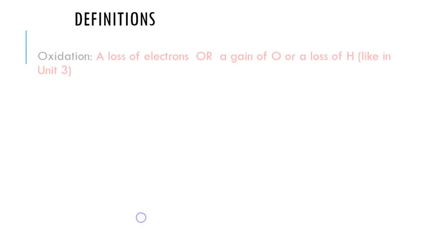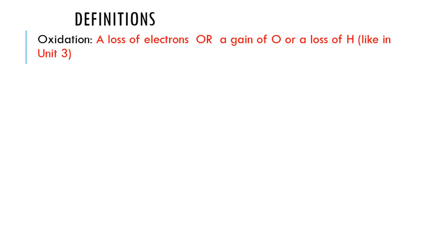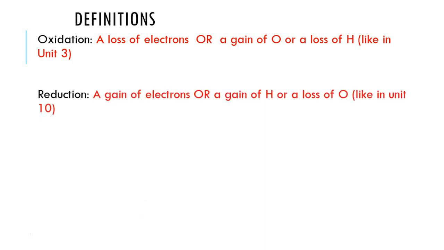So some definitions. Oxidation refers to a loss of electrons or a gain of oxygen or a loss of hydrogen. And we saw that in Unit 3 when we talked about the oxidation of alcohols. Reduction is the exact opposite of oxidation, so it is a gain of electrons or a gain of hydrogen or a loss of oxygen.